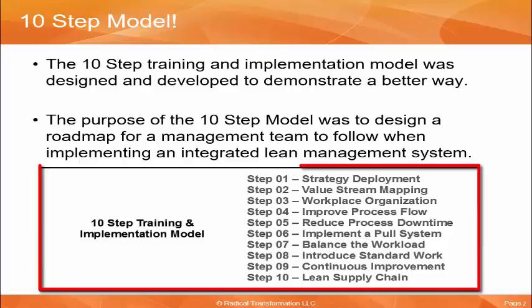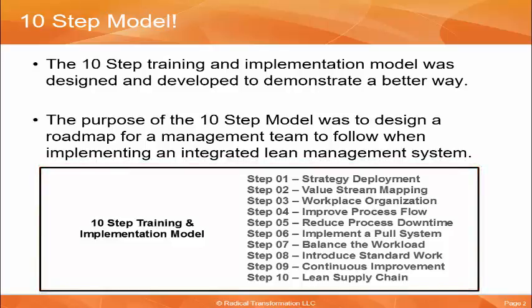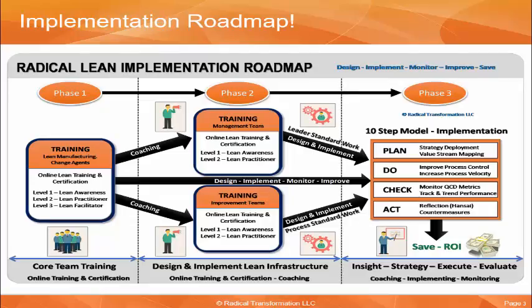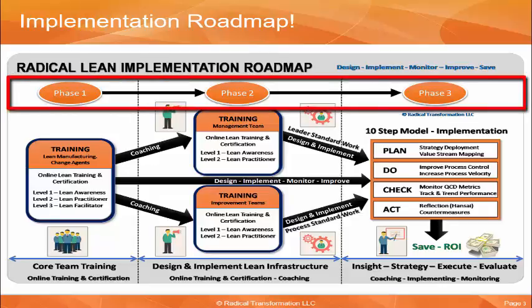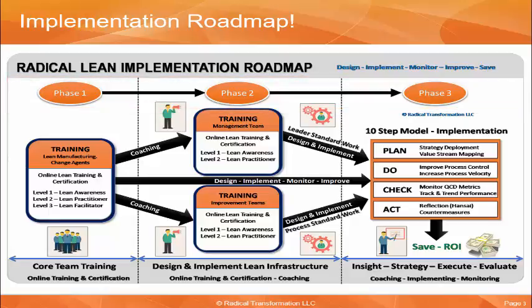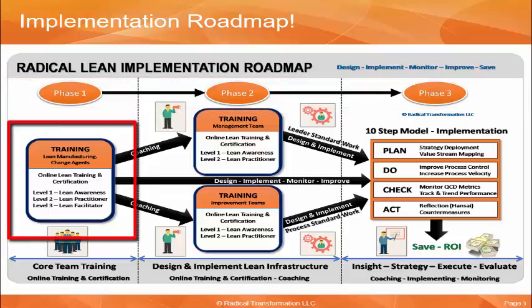You can see the 10-step training and implementation model in detail at the bottom of this slide with the 10 steps. I'm going to explain each of these steps. I'm going to allow you to understand why the steps are in that specific order and the purpose behind that. First of all, I'd like to take you through this implementation roadmap. You can see that at the top of this roadmap, there are 3 phases. The first phase, if you go down into the central part of that, you can see that it's about training.